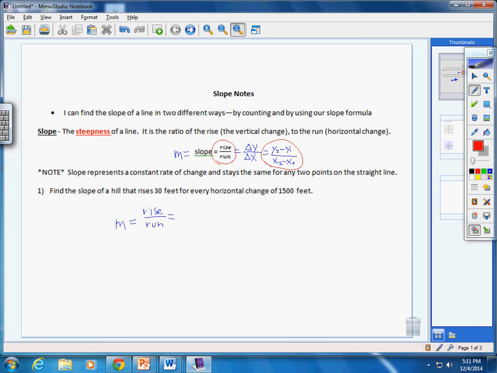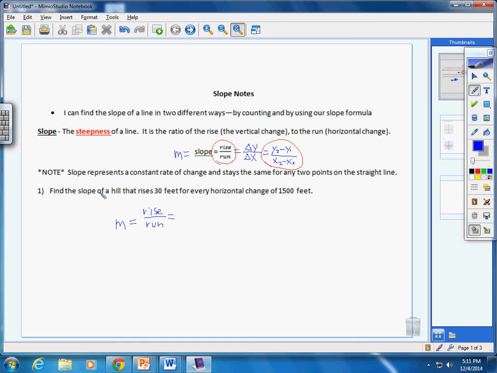Now, just a quick side note. Slope does represent a constant rate of change. Okay, it stays the same no matter what 2 points you pick on that line to help you find your slope. Slope is always a constant rate of change. Now you'll see what I mean in a few minutes here.